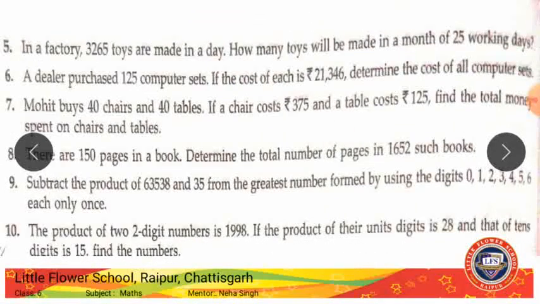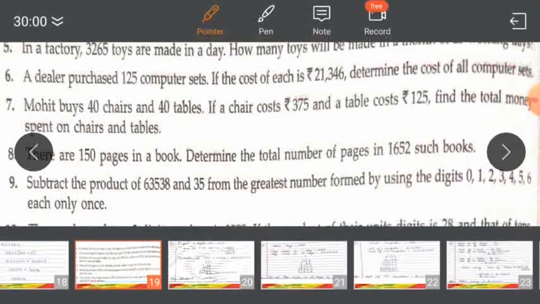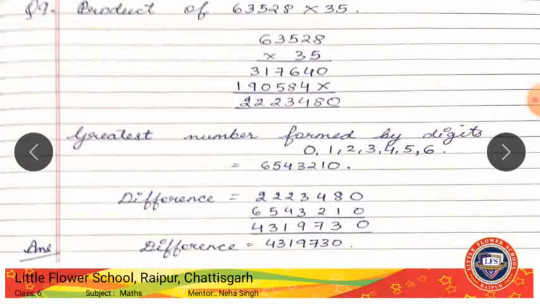The next question. Subtract the product of 3635 38 and 35 from the greatest number formed using a set of numbers given. You need to subtract the product of the two given numbers from the greatest number formed by the given digits. Okay? You need to multiply. You will find the product of these two numbers first. I am not explaining the multiplication process in each step, right? You can multiply these numbers.